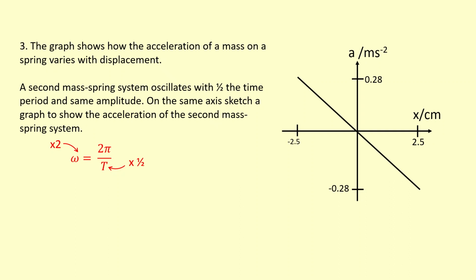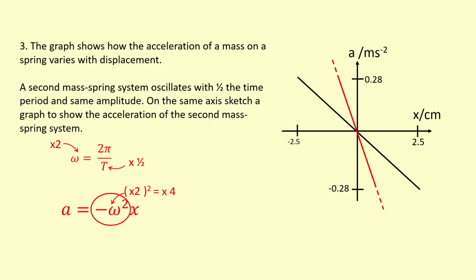Then we can look at the equation that links acceleration and displacement, which is a equals minus omega squared x. And we just saw that the angular frequency here is going to be times 2, but that's being squared. So it's actually going to be times 4. And I showed you earlier on that in an acceleration against displacement graph, the number at the front is going to be the gradient. So the gradient is going to be 4 times steeper. So we can draw a line like this.